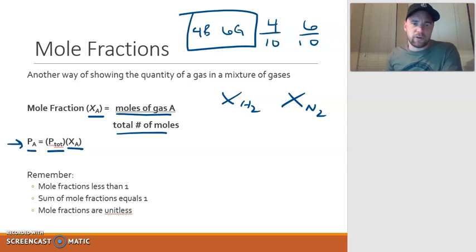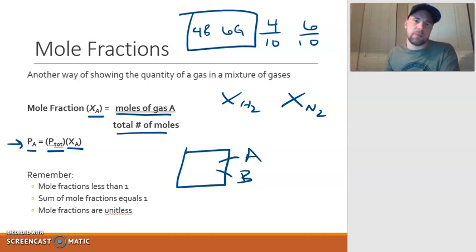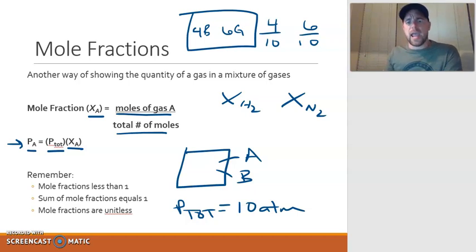This may seem complicated, but it's actually pretty intuitive. So let's say, for example, you had this container, and you had two gases, gas A and gas B. And let's say I told you that the total pressure of this entire container with both of these gases was 10 atmospheres of pressure. And you were looking at the quantity of gas A and gas B, and I told you that the mole fraction for gas A was 0.7.